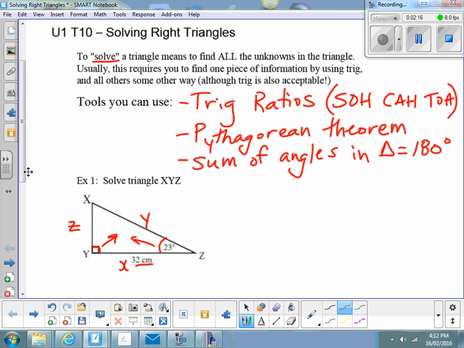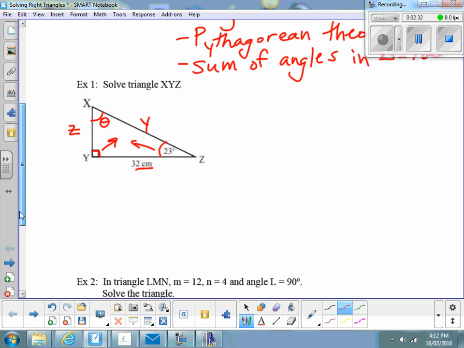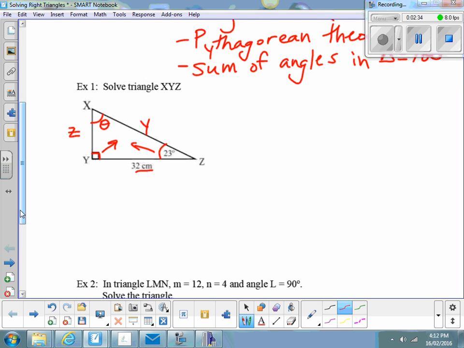But really, what I have to find here are those two sides, Z and Y, and I have to find angle X up in the top there. So I'll just put theta there. So actually the first thing I'm going to do here, the easiest thing to do, is when I know two angles, I can easily find the third angle.